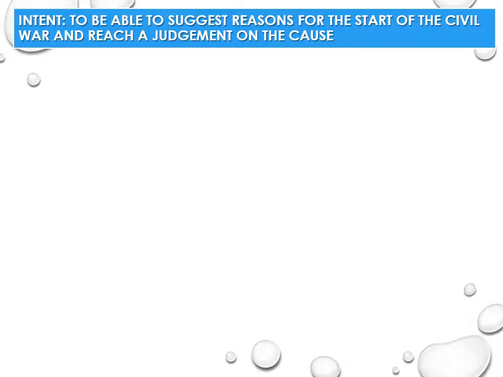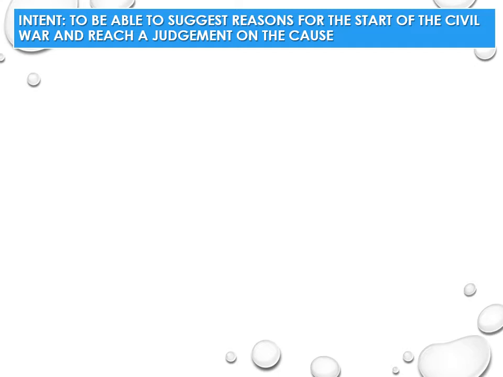Over the last few lectures, I have spoken about the long-term causes of conflict and the attempts by Charles to rule without Parliament. However, we are now to look at the events which lead up to the Civil War in 1642. Our intention, therefore, is to be able to suggest reasons for the start of the Civil War and reach a judgment on the cause of it in 1642.